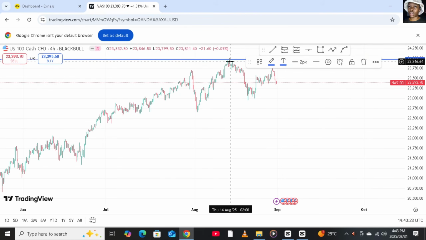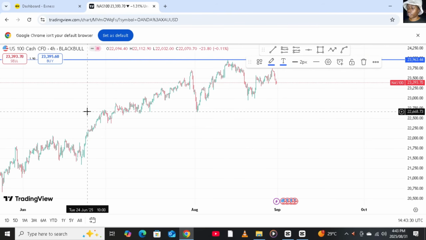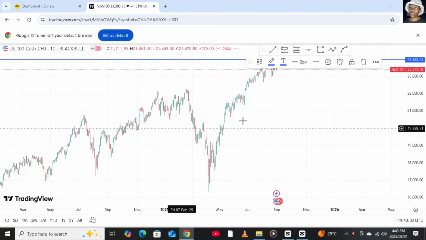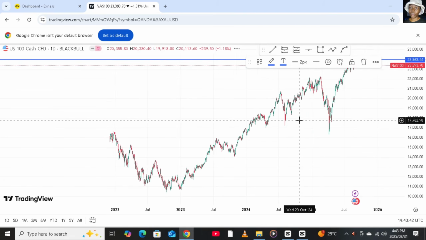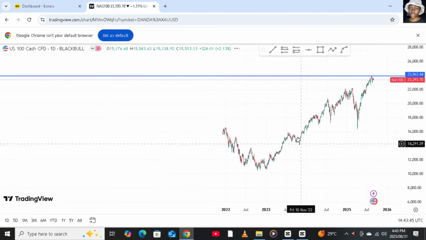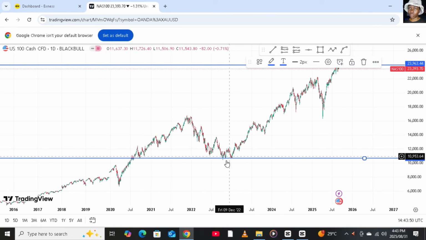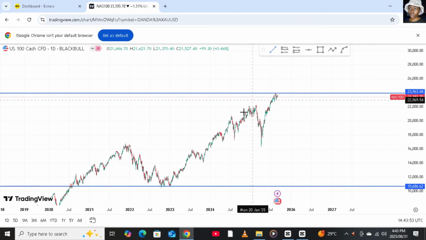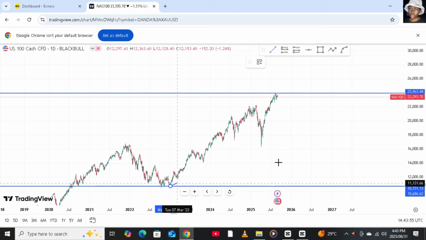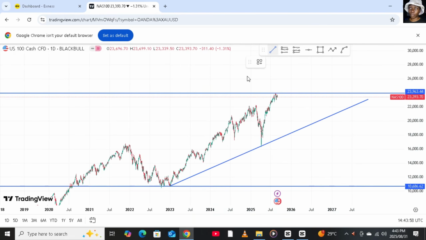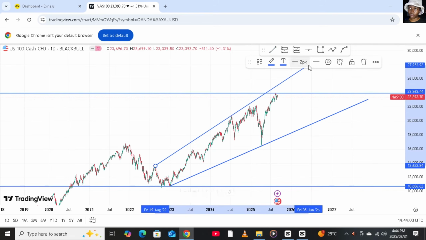But then draw a line right there, on your 4-hour time frame. And then go back to your daily time frame, guys. Let's just remove this. Just draw a line right here on this double bottom, and then draw a line going like this, and another line going like this, guys.